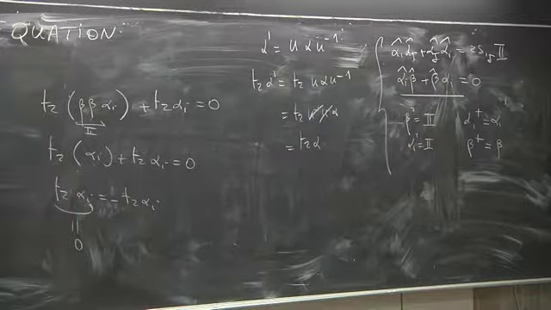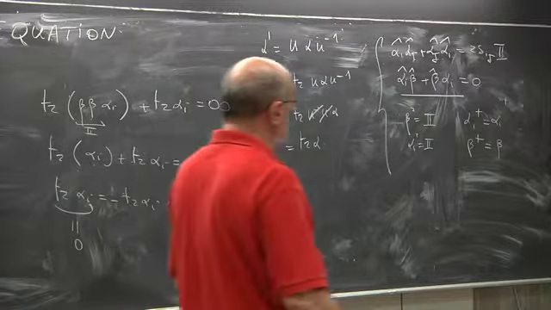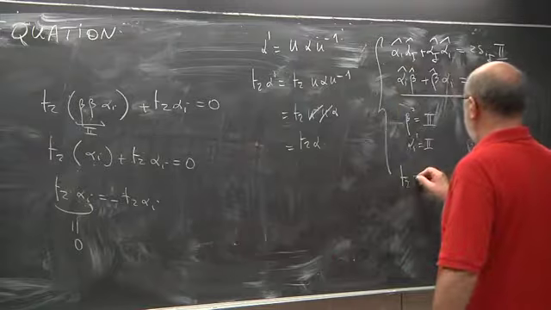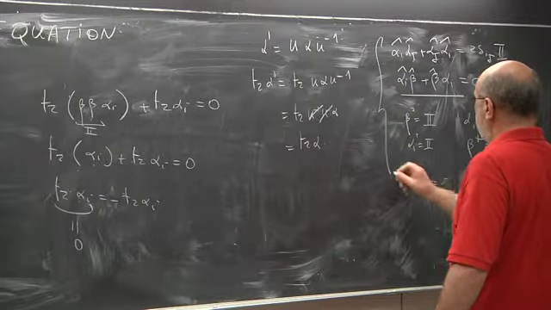Let's start again from this. So I have proved that alpha has trace 0. So let's add it here. Trace alpha i is 0.